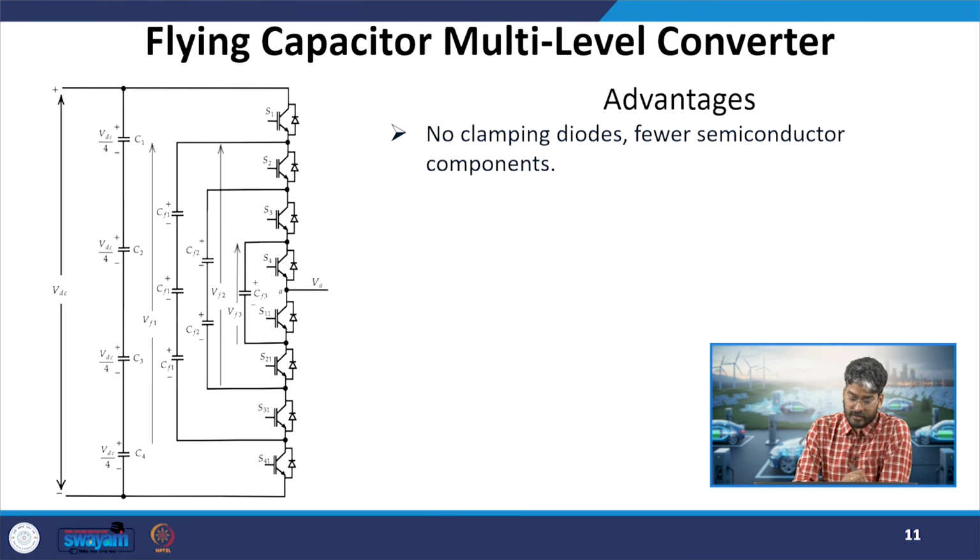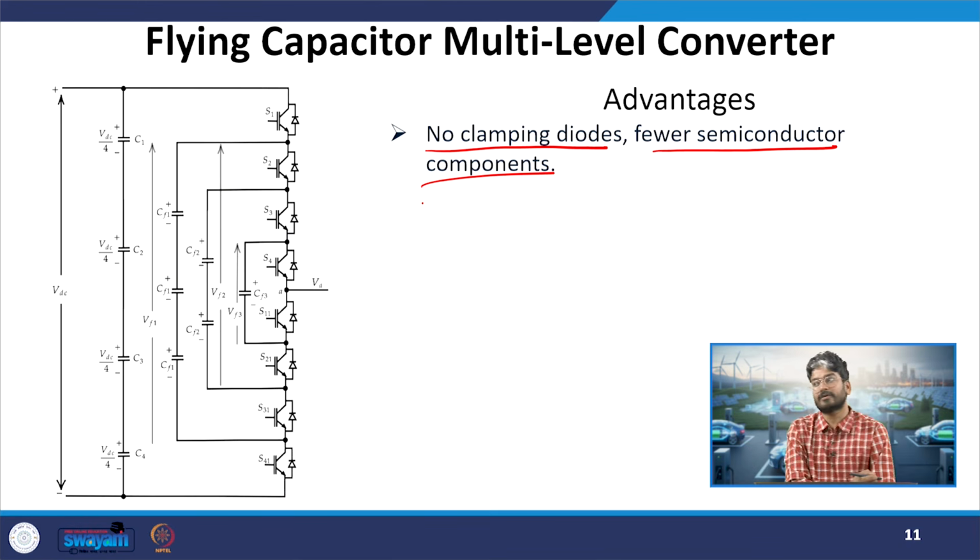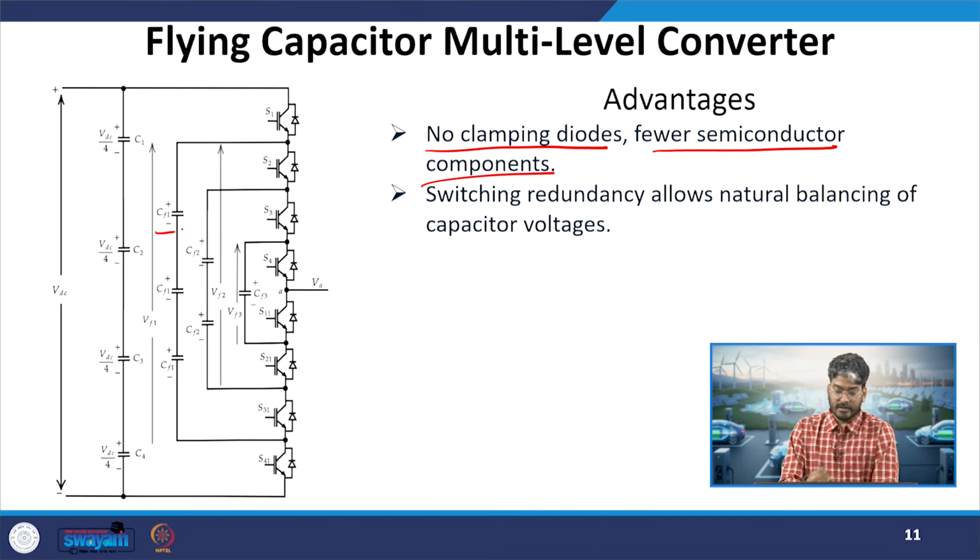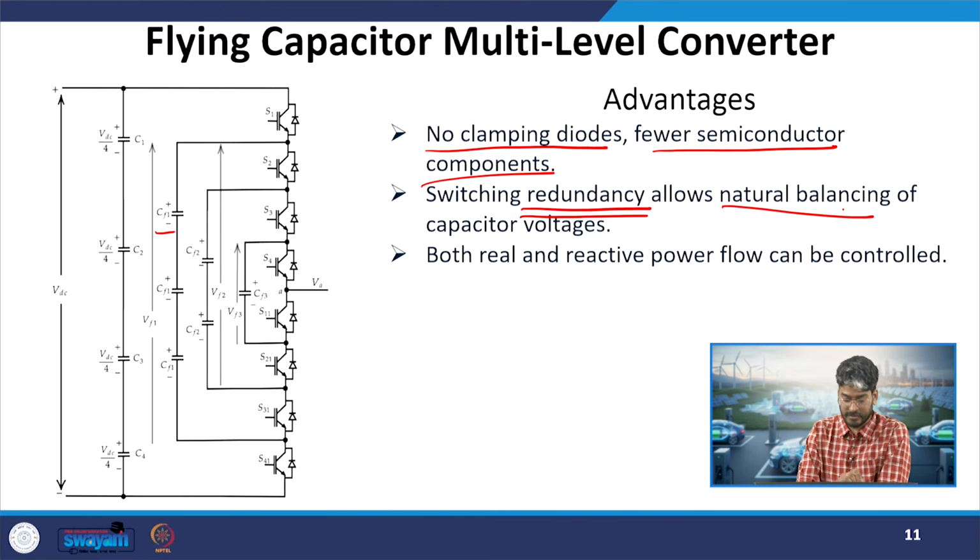So what are the advantages of this circuit compared to the previous solution? Here we do not have any requirement of clamping diodes. We use a smaller number of semiconductor devices because we have replaced some of our diodes by flying capacitors. Then, switching redundancy: we have seen that we have various switching combinations which give the same voltage level. Those redundant combinations can be used to balance out the capacitor voltage, and we have seen this also.